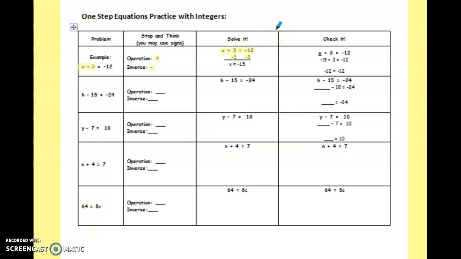That is my inverse, right? And then when you do that, again, positive 3 and negative 3 cancel, and I'm left with just my x, so it comes down. Performing the computation here on the right, we have negative 12 minus 3, which gives us negative 15.